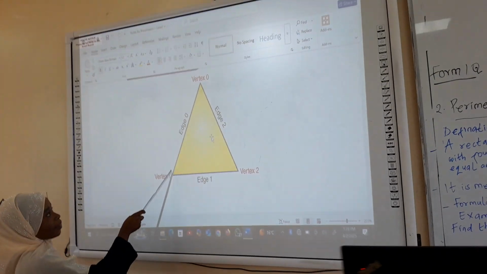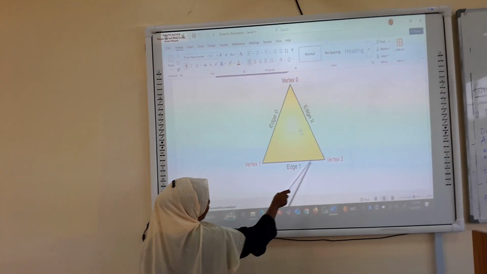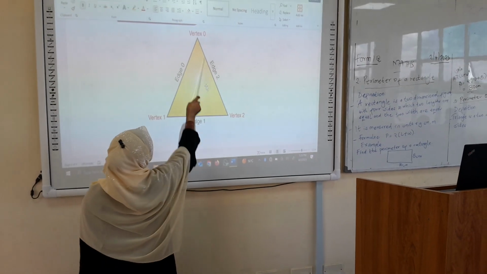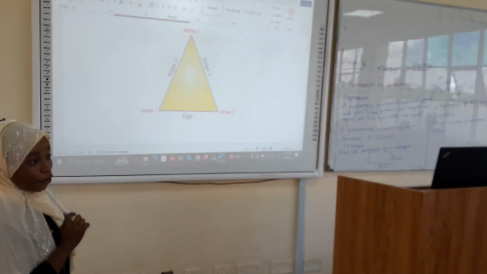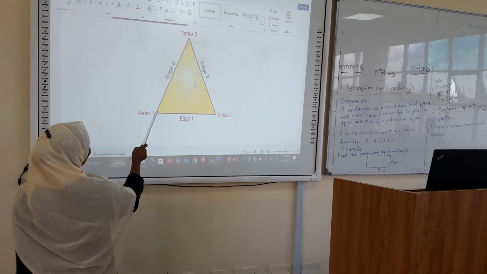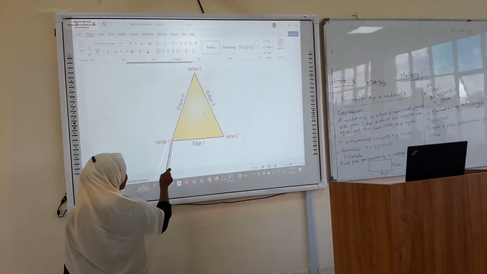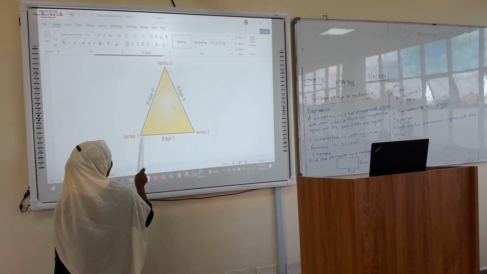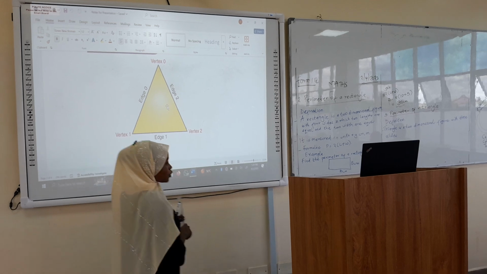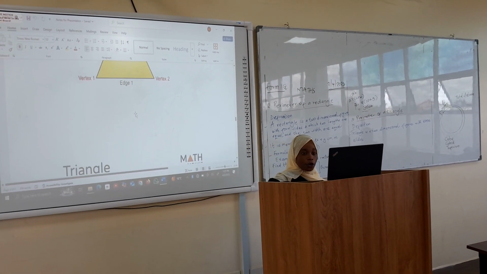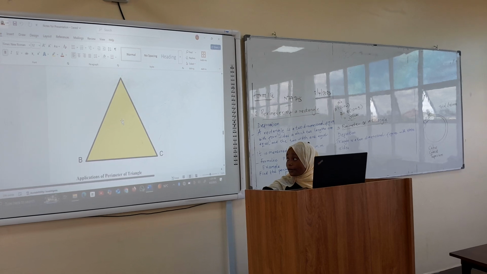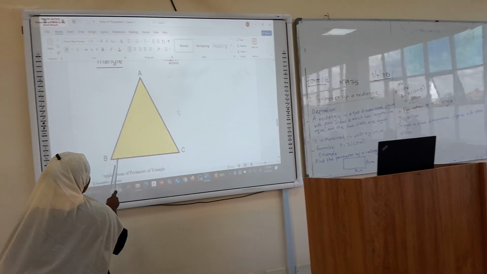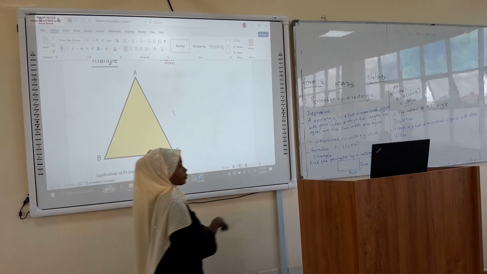You can see we say that the edges make this triangle to be formed. So we can see that this triangle of ours has three edges, and we say that vertices are the corners. So 1, 2, 3. Okay, that's a demonstration of a triangle. It has three sides. 1, 2, 3.